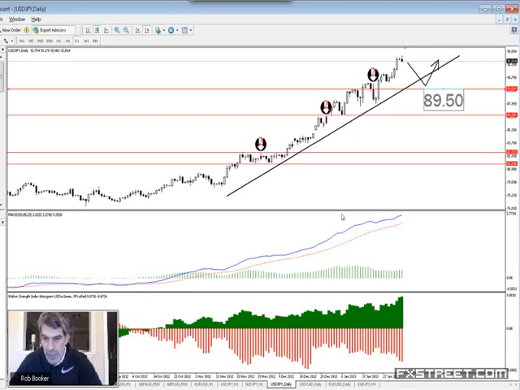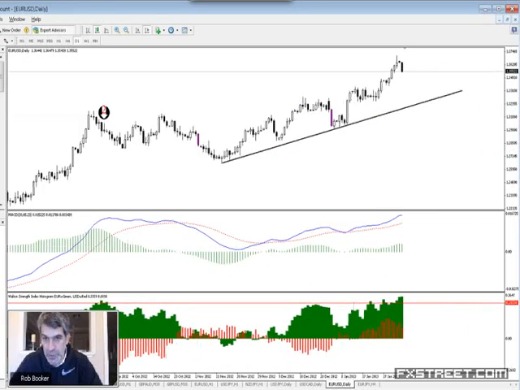I'm going to take those trades live. I'm going to definitely participate in that movement. The next one I want to look at for 2013 is the euro dollar. This is the daily chart.